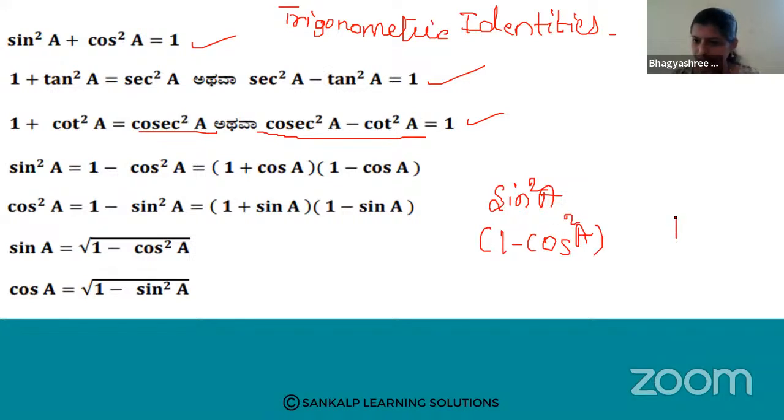Or if 1 is there, in that place I can write sin square A plus cos square A, because our identity tells sin square A plus cos square A is equal to 1.